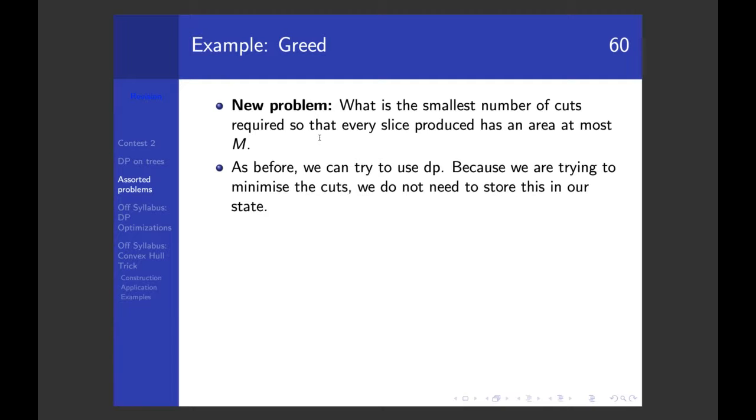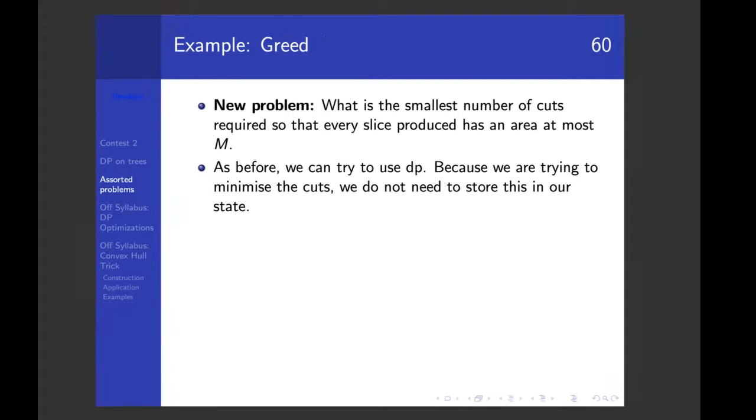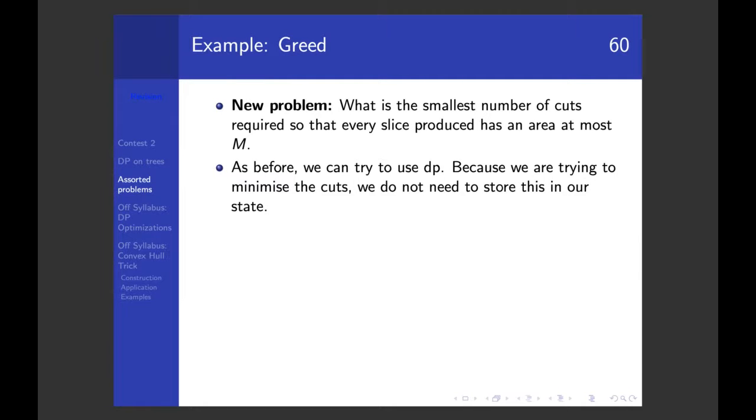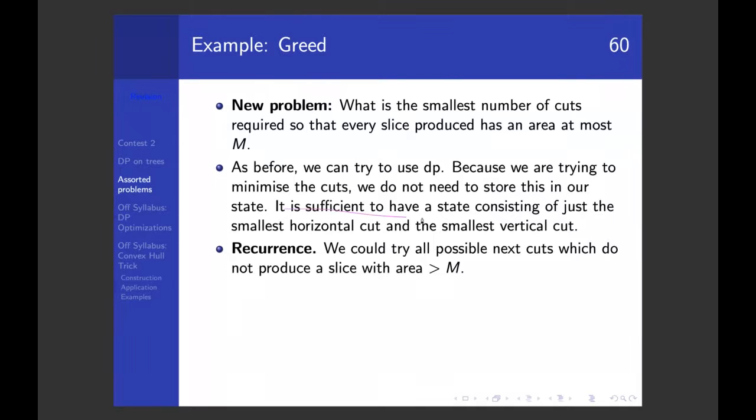We try DP, kind of minimize cuts. Therefore, we do not need to store this in our state. What I mean by that is, before, if you remember, we had to store the number of cuts in our state. But because we're trying to minimize the cuts, that's the answer to our DP, which means that's not in the state. The state can just be the smallest horizontal cut and the smallest vertical cut. And our recurrence could just be: try all possible next cuts which do not produce a slice of area greater than m.